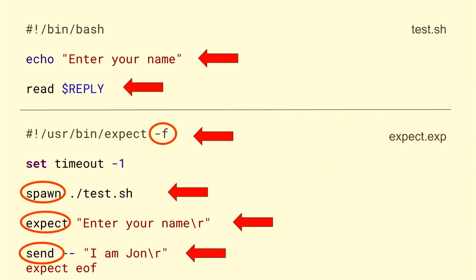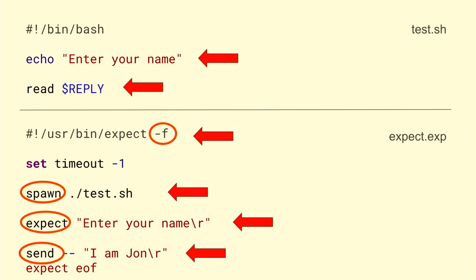All right, so here we have two scripts. I have it separated by a line so you can tell there are two scripts here. We have the test.sh script, which is a shell script, a bash script. So we've got /bin/bash at the top, and we have echo "enter your name", and then read reply. So that's the entirety of the script. If you were to run this script, it would prompt you to enter your name, and then you would type in your name and press enter, and that would be the end of the script.